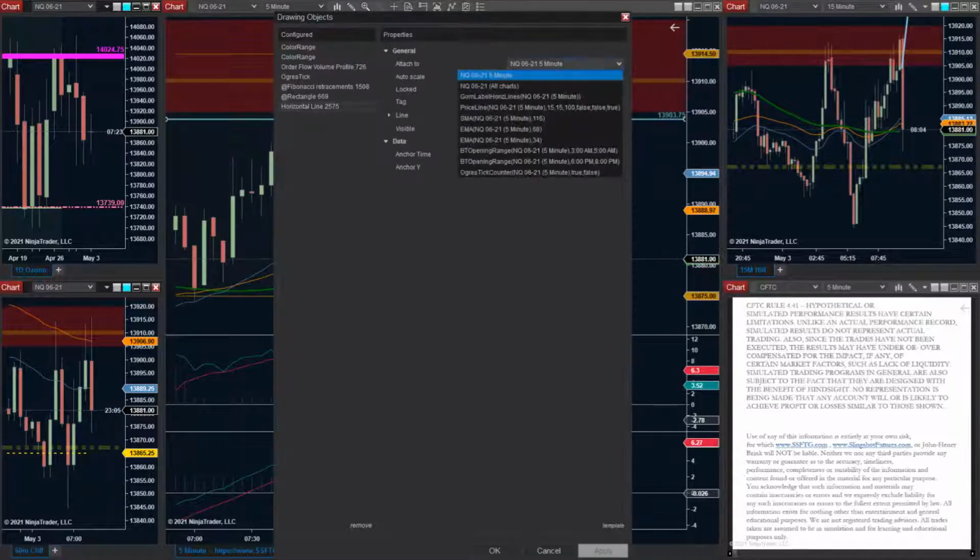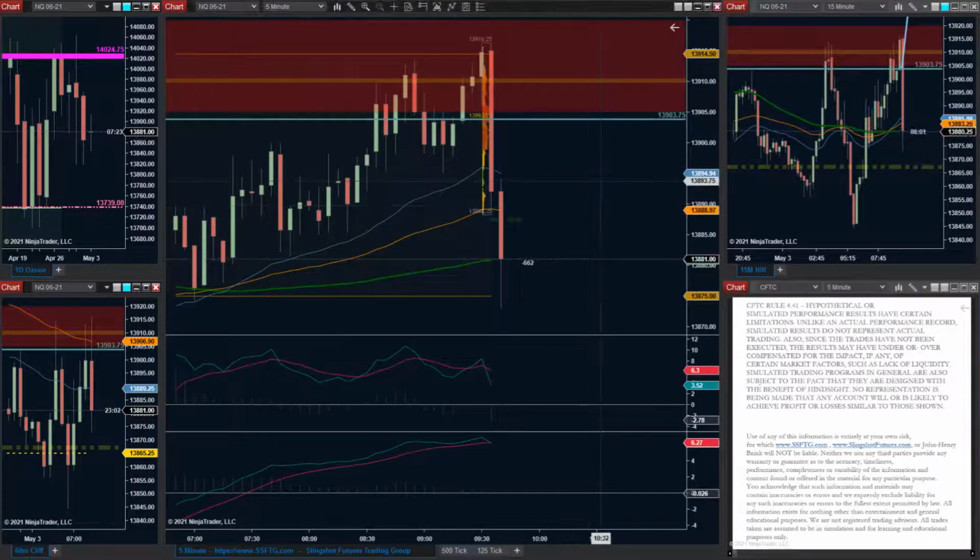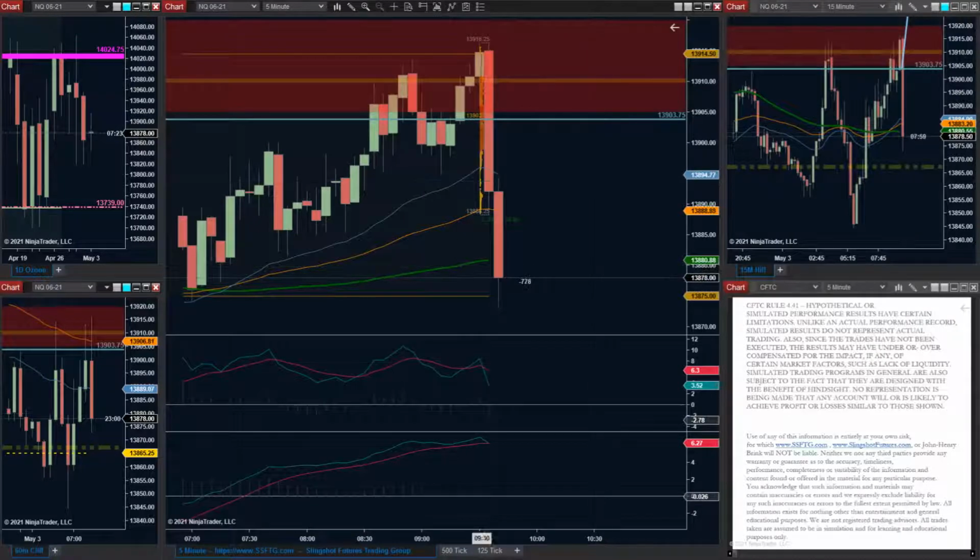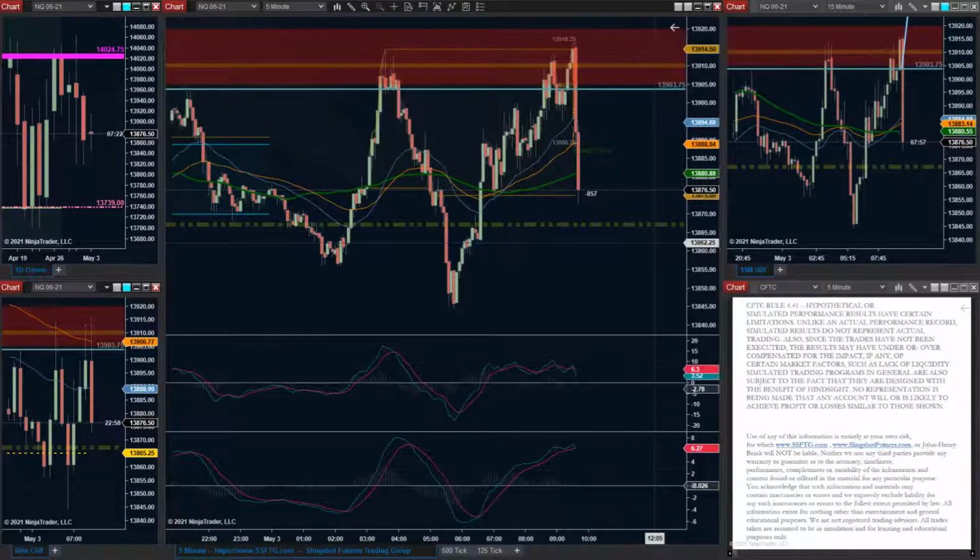75.375 is the first volume node. All right, get these looking a bit healthier again. There we go.